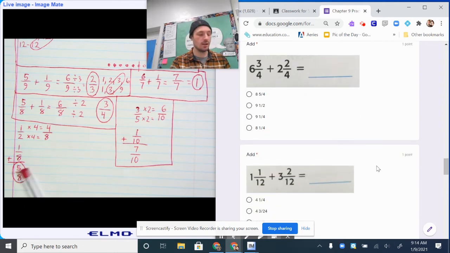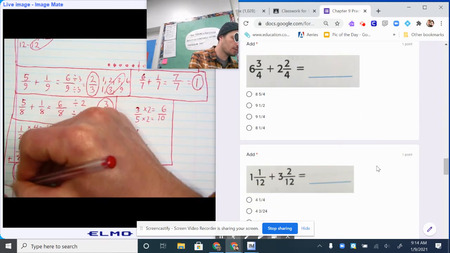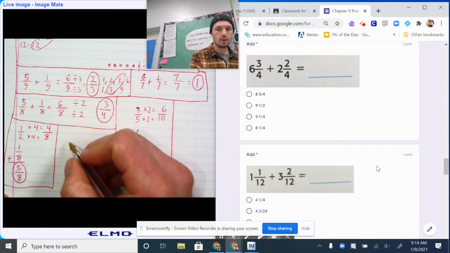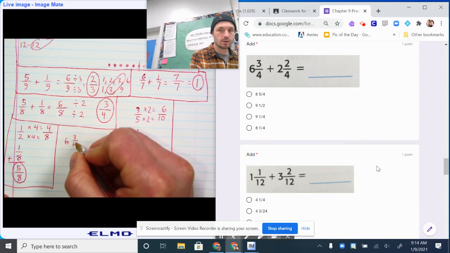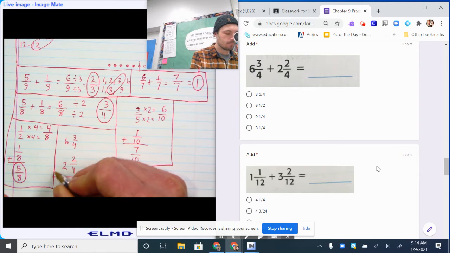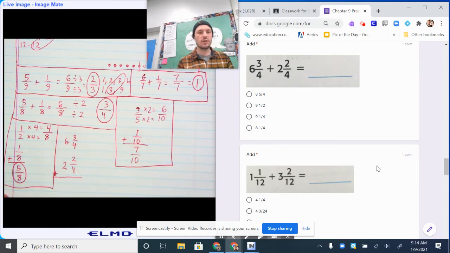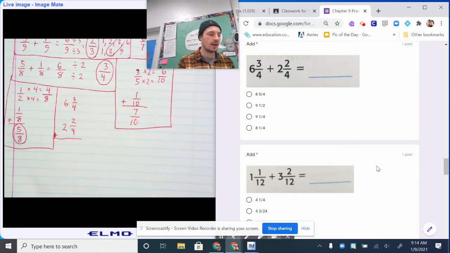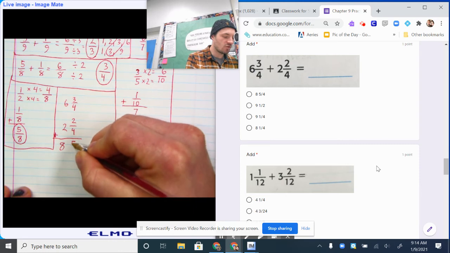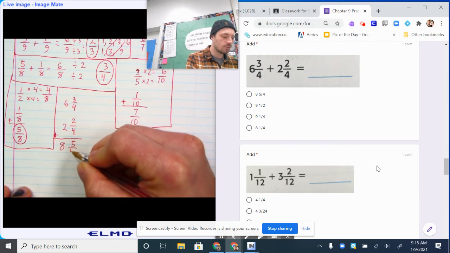Now I have a mixed number. I'm going to box this off. And I'm going to solve this one right here. I have 6 3/4 plus 2 2/4. I don't have to find common denominators because they both already have 4 as their denominator. And I add my whole numbers and my fractions separately. So 6 plus 2 is 8. 3 plus 2 is 5. And my denominator 4 stays the same.